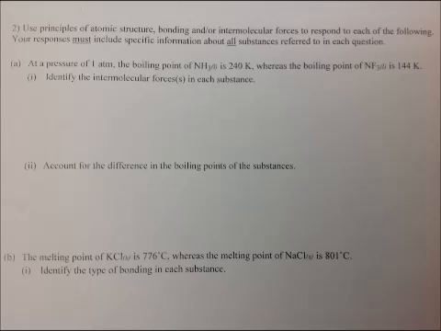Here is an example of an AP question. Use principles of atomic structure, bonding, and/or intermolecular forces to respond to each of the following questions. Part A. At a pressure of 1 atm, the boiling point of NH3 is 240 Kelvin, whereas the boiling point of NF3 is 144 Kelvin. Identify the intermolecular forces in each substance.